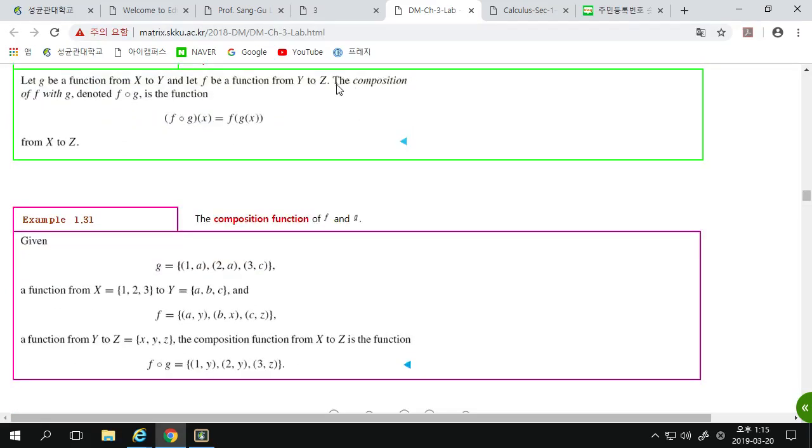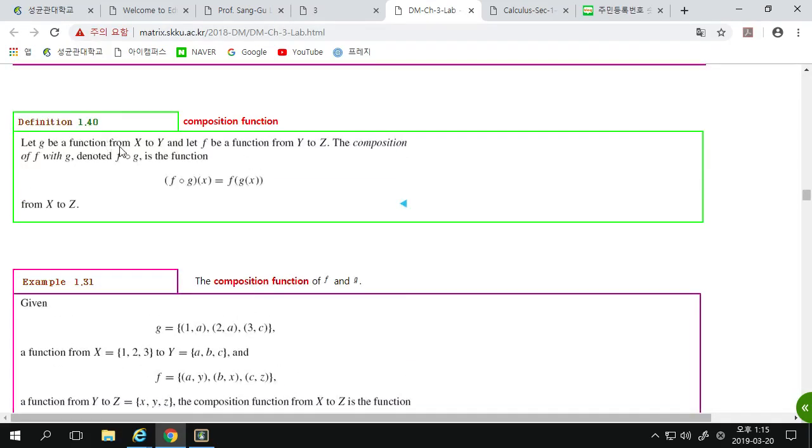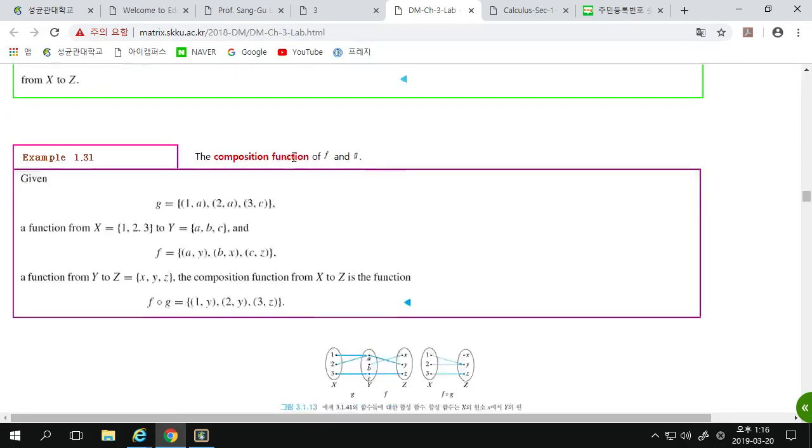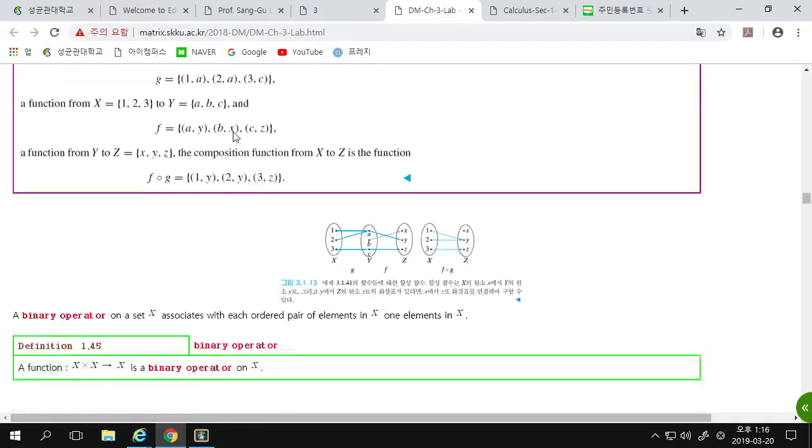Next, composition, 합성함수, composition. If we have two functions g from X to Y and f from Y to Z, then the composite function f circle g is a function that sends x to g of x, then f of g of x, like this. So this composite function is a function from X to Z. Here is an example of composite functions. If g is this and f is this, then f circle g sends 1 to y, 2 to y, 3 to z, like this.